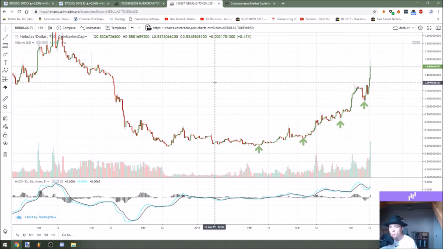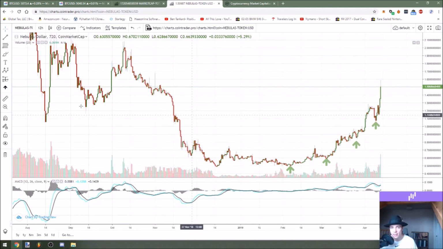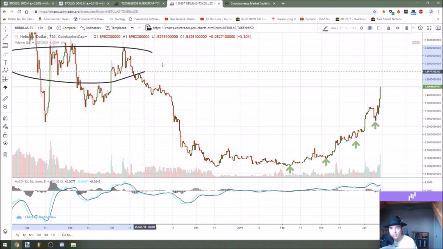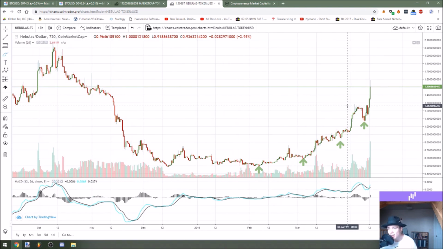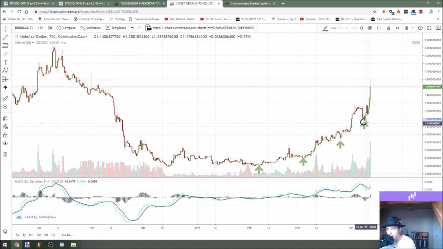This is starting to go parabolic on the short term though, and there is a lot of resistance in these areas here. So it's not something that I would be FOMOing into by any means. If anything, a good entry would have been right here or right here on one of those dip buys before we really started going parabolic.